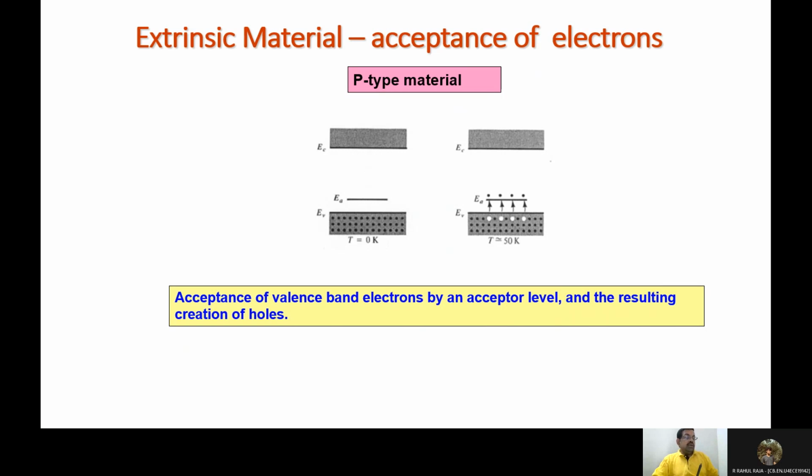So, a 5th group element is a donor, a 3rd group element is an acceptor, and these levels obviously have to be close to the bands. In case of the donor level, it has to be close to the conduction band. In case of the acceptor level, it has to be close to the valence band. I hope this is clear.